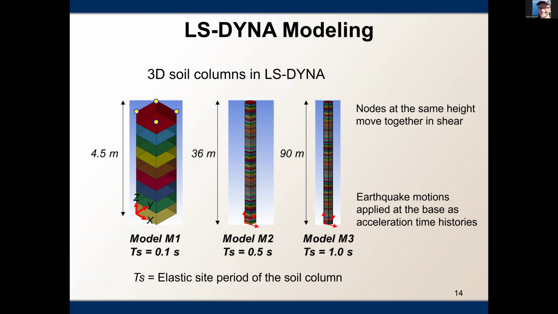Some of the features of these models are that the nodes located at the same height are constrained to move together in shear. So we have only translational motions and we don't have any rotation. And also, the earthquake motions are applied at the base as an acceleration time history, meaning that the base is rigid.